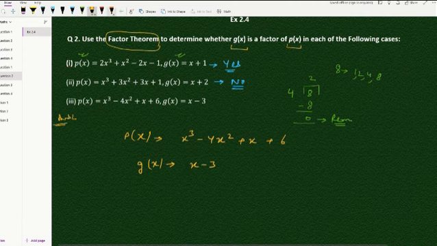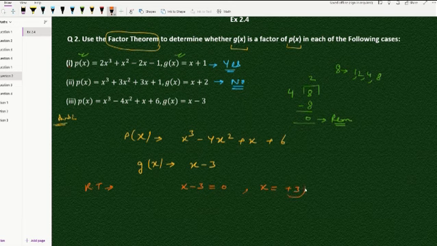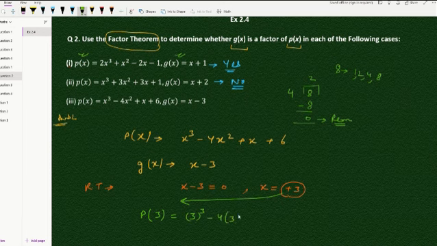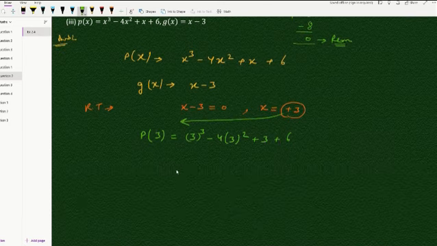Again the same steps of Reminder's theorem. You have to equate the gx by 0. So the value of x will be plus of 3, and we have to replace this value of x is equals to plus 3 in this polynomial. So we can write it like this: p of 3, that is 3 raised to power 3 minus 4 into 3 raised to power 2 plus 3 plus 6. Simply we have to calculate this value.